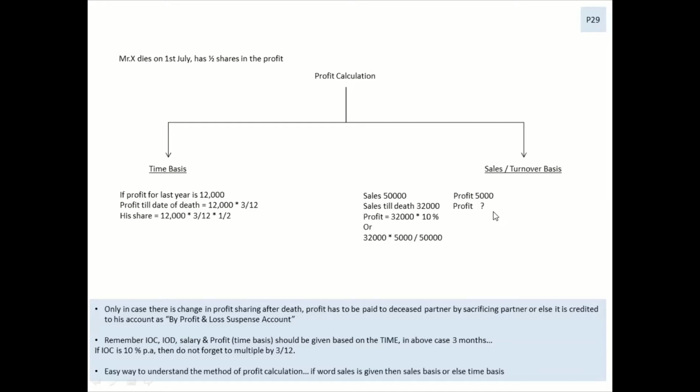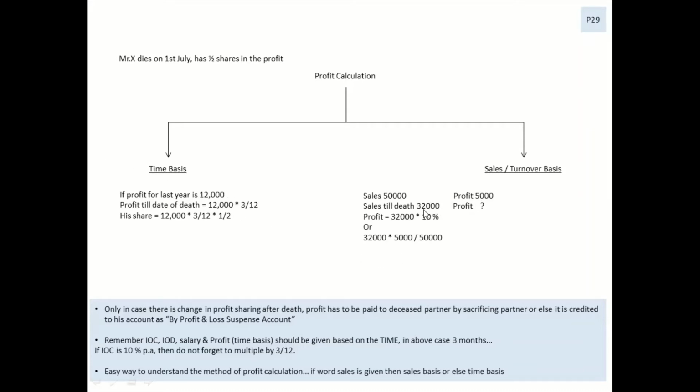Now you might have a doubt: sir, how can such a simple calculation come all the time in the board exam? Is there any other way? Yes, there is. The other way is cross multiplication. So what I will do is 32,000 into 5,000 divided by 50,000. So I have shown both the methods. All right. The cross multiplication can be used either here as well as here also.